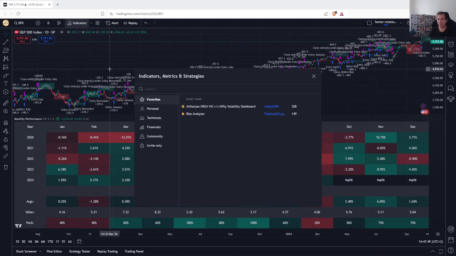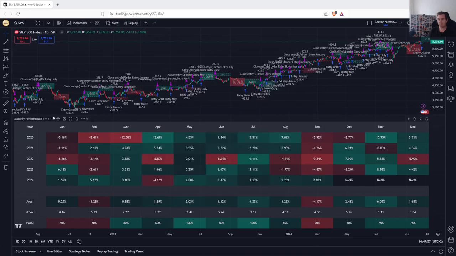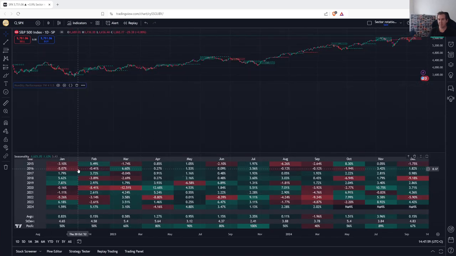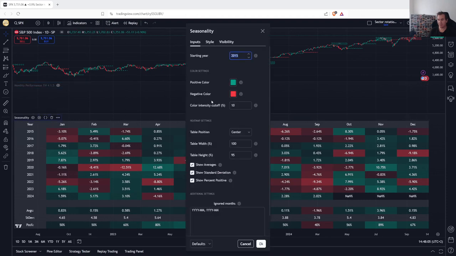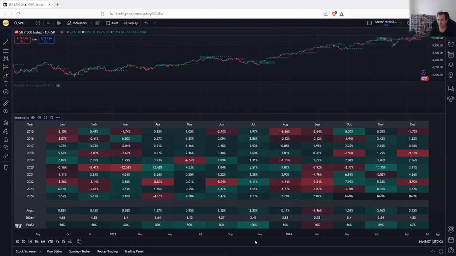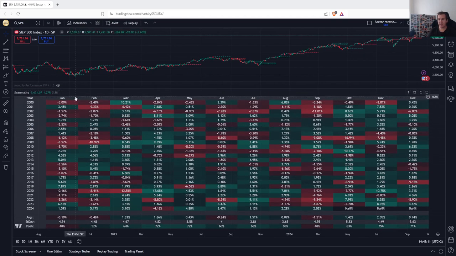Initially, if you go to the indicators in TradingView and write seasonality, we are going to have this script, which is going to be our starting point, and which breaks down each month for this asset. We can decide, in this case, the period we run, for example, from 2000. And it's going to tell us how each individual month has performed.